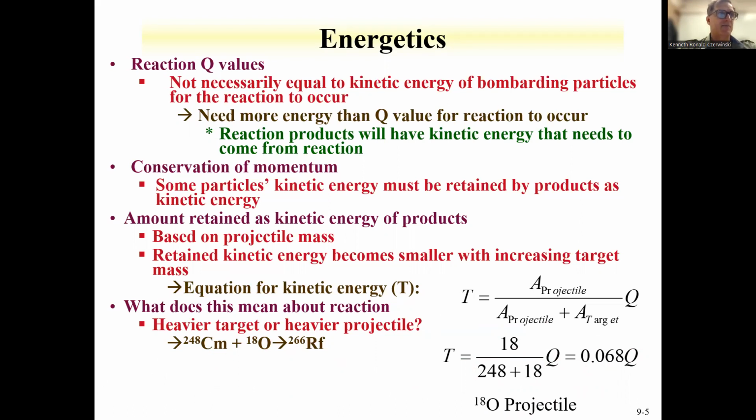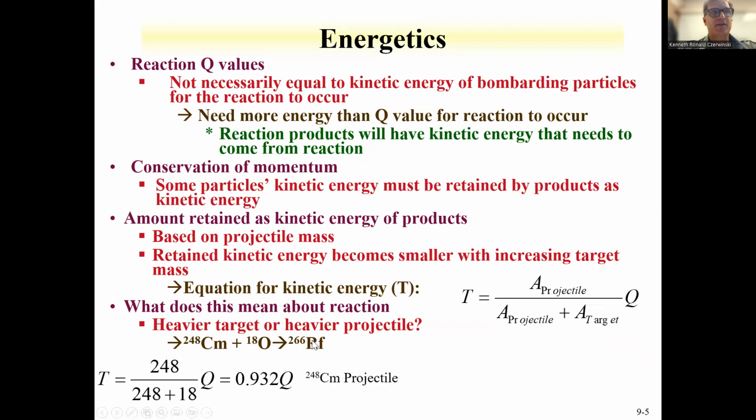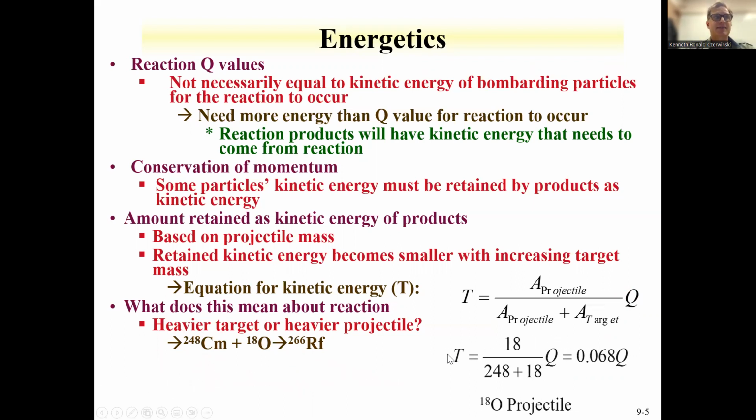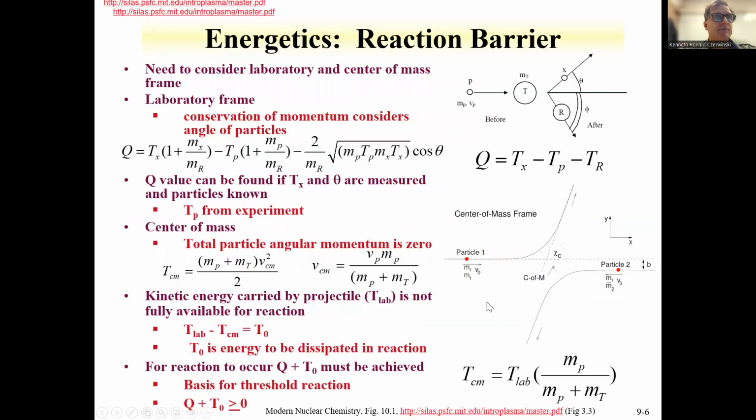If I'm going to look at this nuclear reaction and use a heavier projectile, that means I'm going to have a lot more energy into the system. You don't want to do that. You'd much rather have a lighter projectile. This is a fraction of the Q value, where here it's almost the entire Q value, which means that nucleus is going to be excited. If I were to use curium-248 as a projectile, that nucleus is going to be very excited. It also makes less sense from the accelerator point of view to use curium-248 as a projectile, but this is some of the physics behind it.